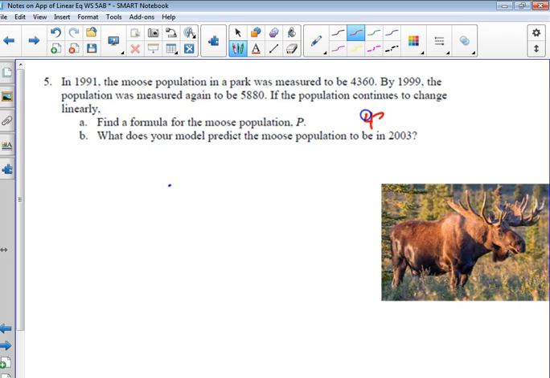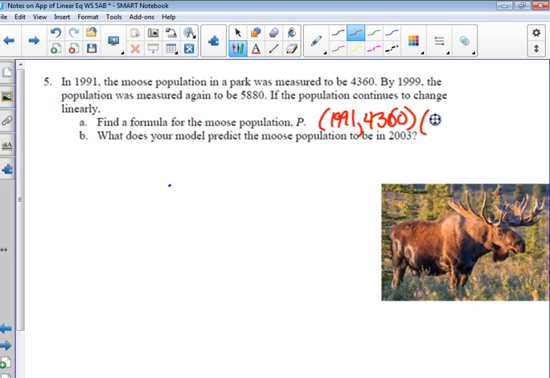I think the number of moose would be your Y because it says find the population. I just wrote that wrong. 4360, right? And we can either use 1991 or we can use 1 for years since 1990. What do you want to do? You want to use 1991? That'll work.